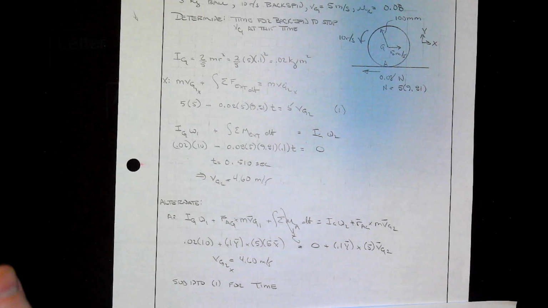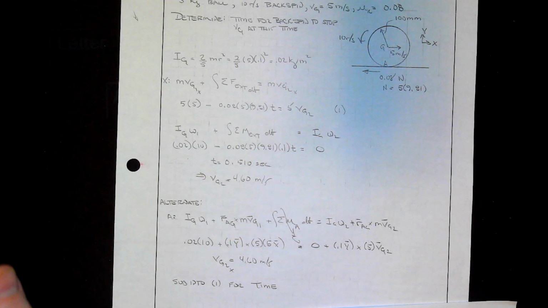Minus the integral of the moments. Well, what moment is there? Well, it's the same force, 0.08 times 5 times 9.81, the weight. And then to get a moment, what's it doing? It's trying to take this clockwise, if this force had its way. And the moment arm is 0.1 meters. And I have that there. And this will go for a certain period of time.